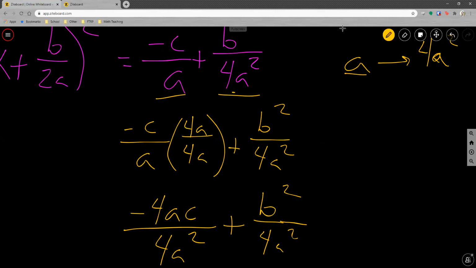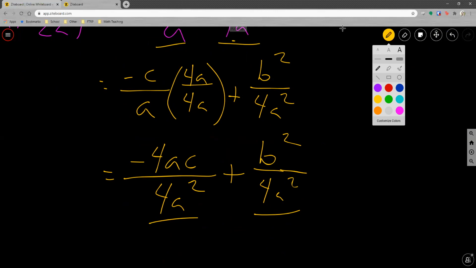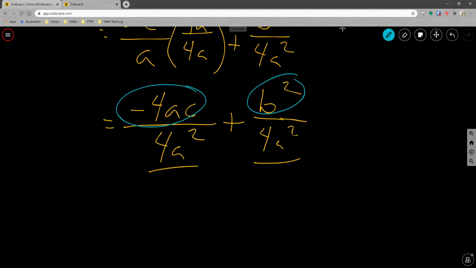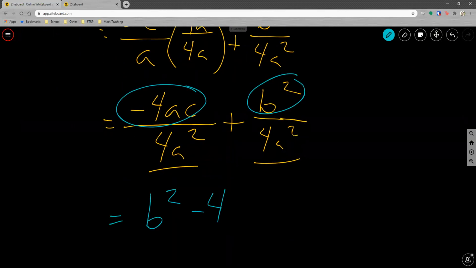So by doing this, it looks like it's made it messier. But what that allows me to do is now I have matching denominators. I can put all the stuff in the numerators into one big numerator. So let's go ahead and do that. I'm going to rewrite this. I'm going to add b squared and negative 4ac. So I'm going to rewrite it like this: b squared minus 4ac over 4a squared.